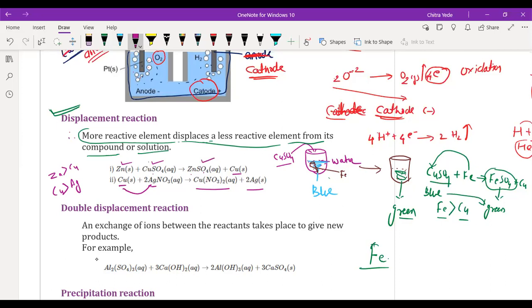We can write here: the reaction in which a more reactive metal displaces the less reactive metal from its compound or solution is called a displacement reaction. Okay, understood? Have you written the definition?